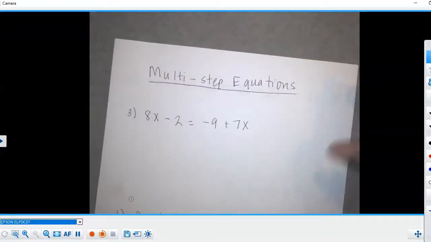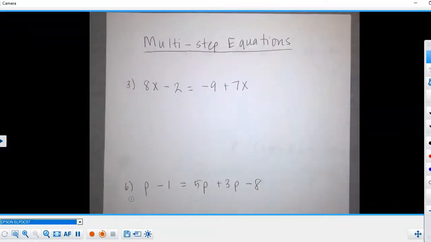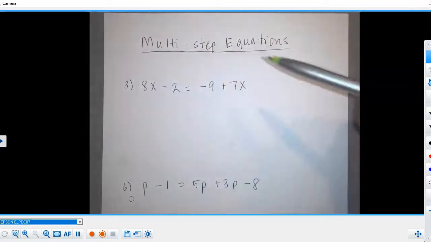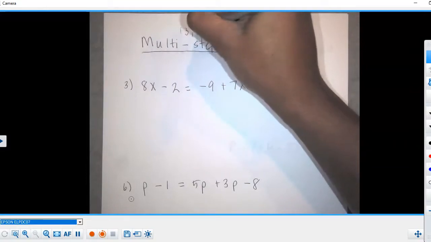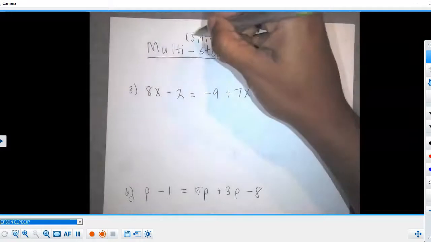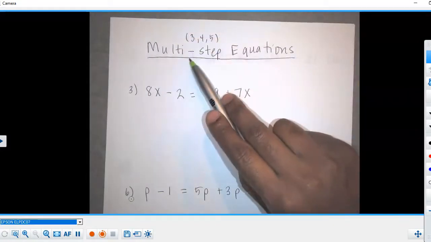Okay guys, in this video, this is multi-step equations. So remember, when you say multi-step, basically you're saying more than two steps, right? So you can have anywhere from 3, 4, there could be 5 steps, and upward. But traditionally, it's about 3 or 4 is multi-step, but it's always more than 2.